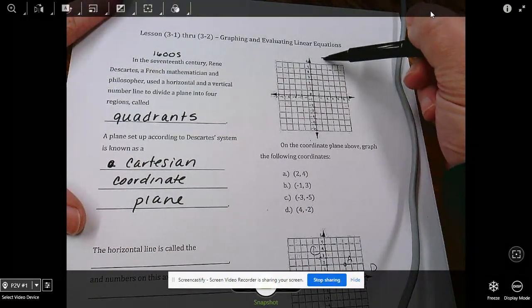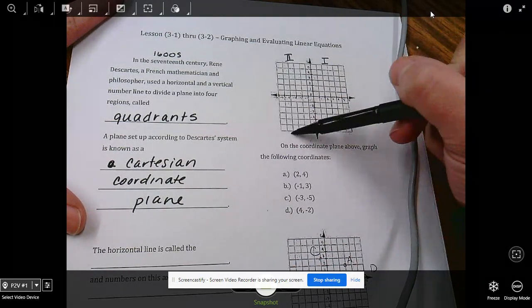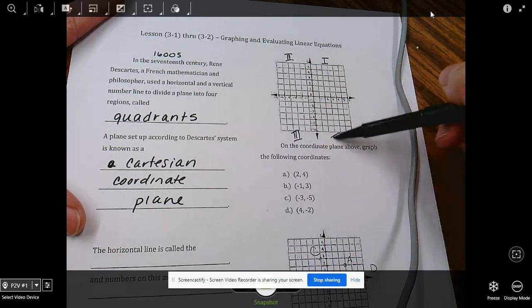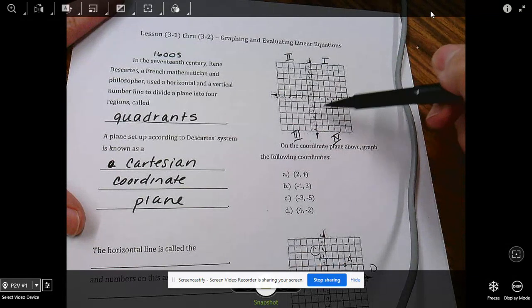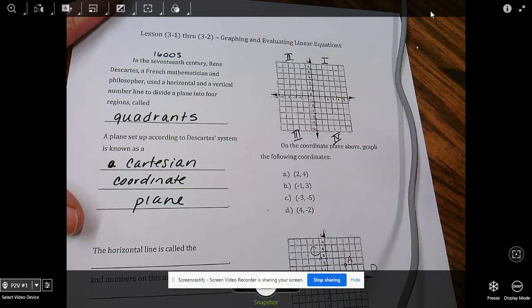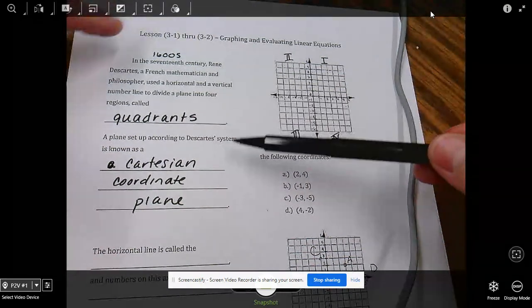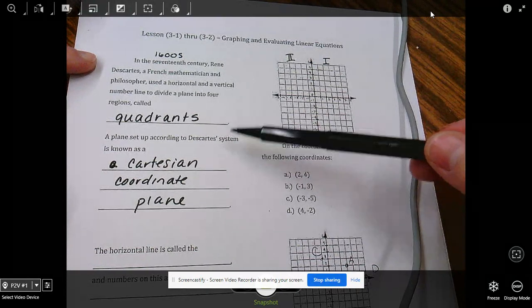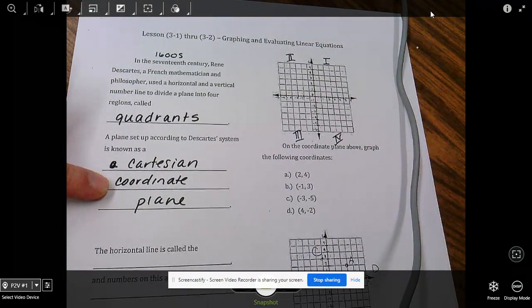He called this quadrant 1, this quadrant 2, quadrant 3, and quadrant 4. He went counterclockwise. Clockwise is how the clock would go; counterclockwise is the opposite. And it was called Cartesian because his last name was Descartes, so it kind of played off of his name. And it's a coordinate plane because you can put coordinates in here.